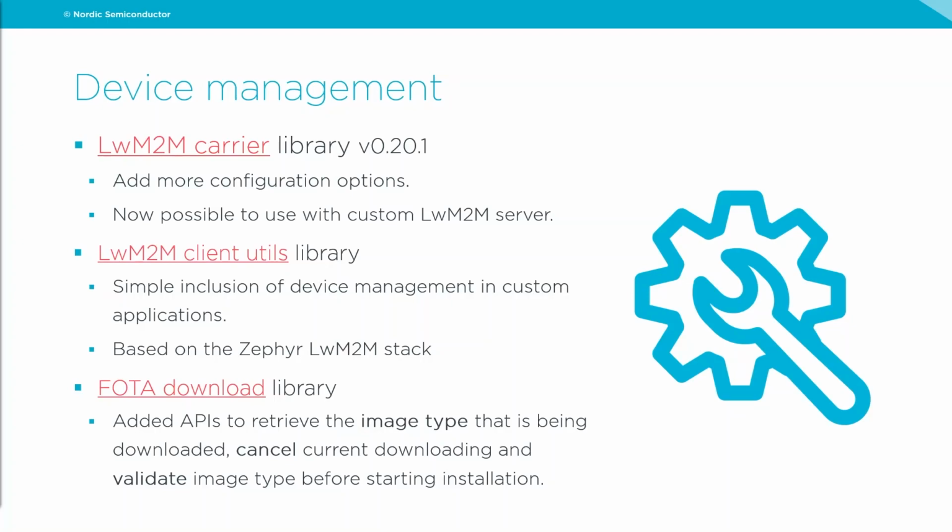Then on the other side, we have the lightweight machine-to-machine stack, also in Zephyr, which is open source and easily available. This one has gotten a new client util library that makes inclusion of device management in a custom application very easy. On the photo download library, we've added some new APIs that make it capable of retrieving the image type that's being downloaded. It can cancel a current downloading image. It can validate the image types before even starting installation.